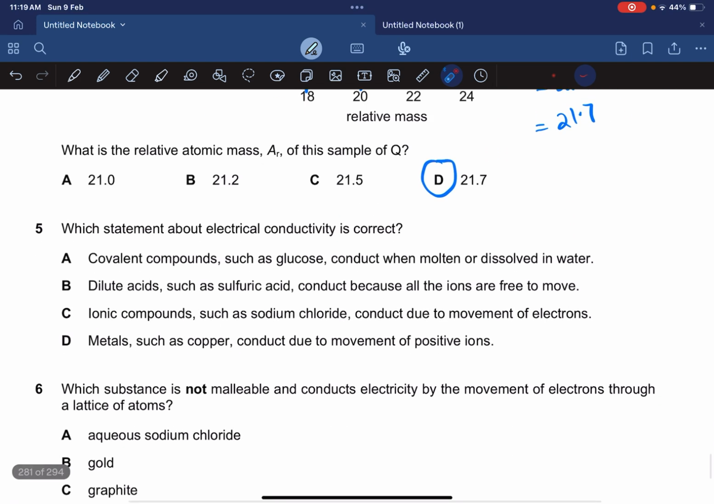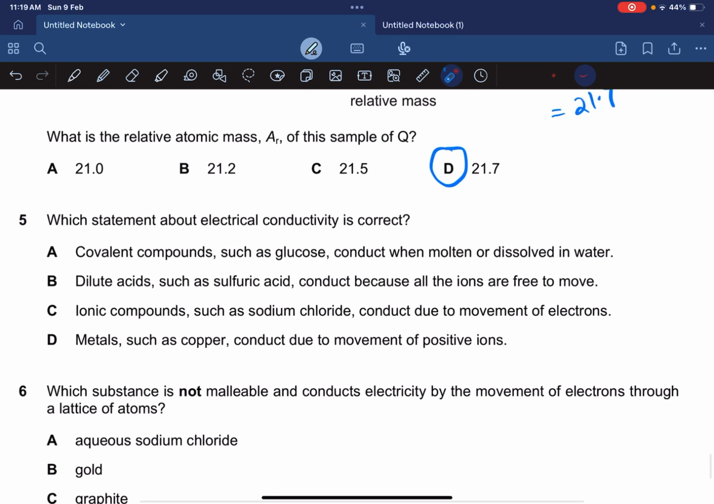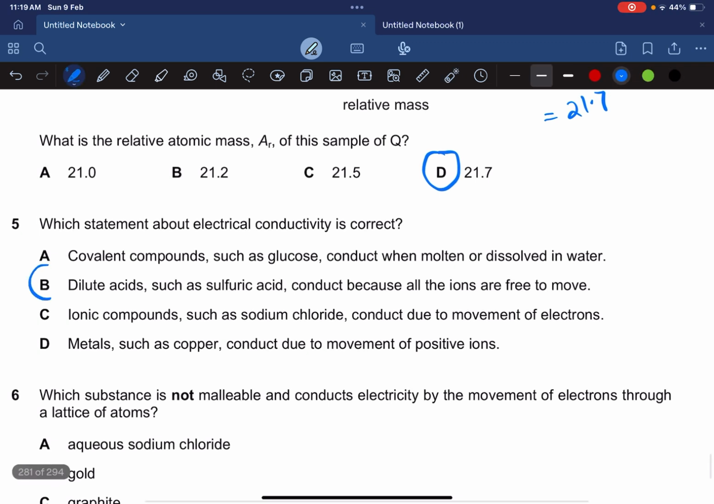Let's move on to MCQ number 5. It says, which statement about electrical conductivity is correct? Covalent compounds such as glucose conduct when molten or dissolved in water. Covalent compounds never conduct electricity, ionic compounds do. Dilute acids such as sulfuric acid conduct because all the ions are free to move. Well, that's correct, because in sulfuric acid you have H+ ions and SO4 2- ions, and these ions are free to move, therefore sulfuric acid can conduct electricity.